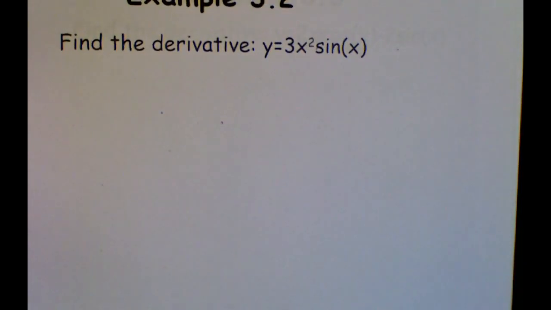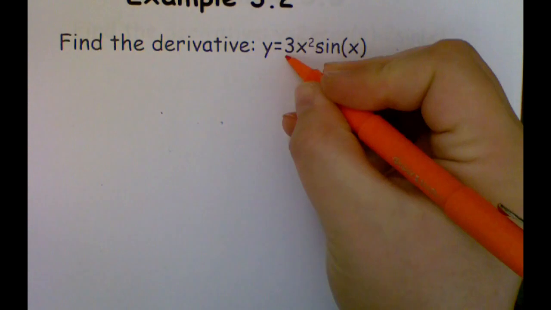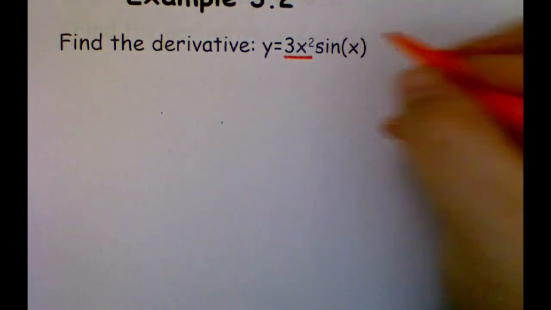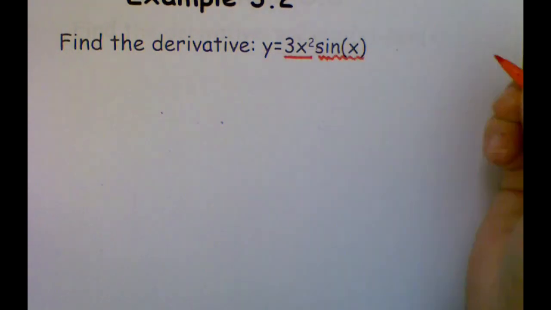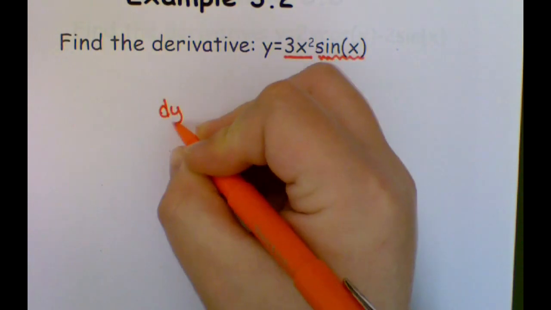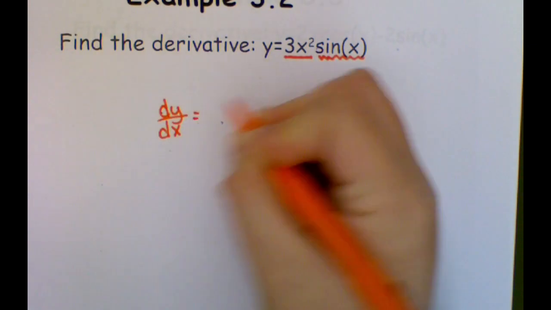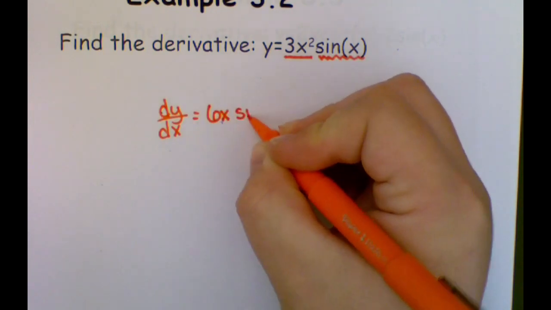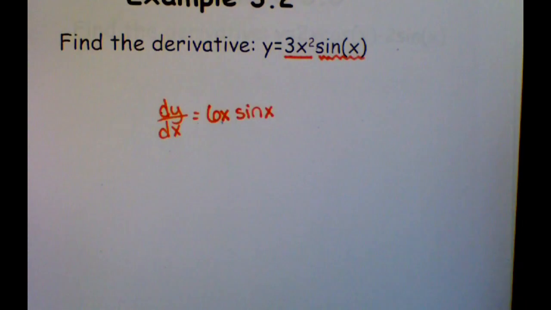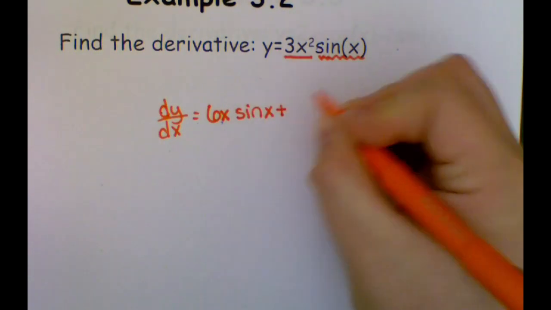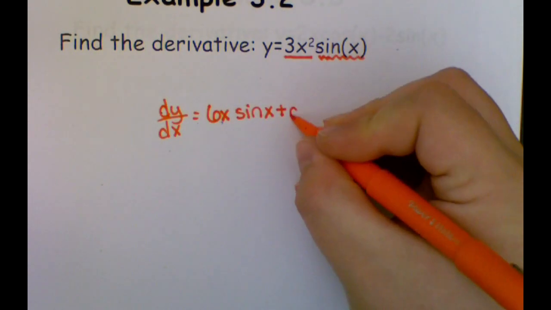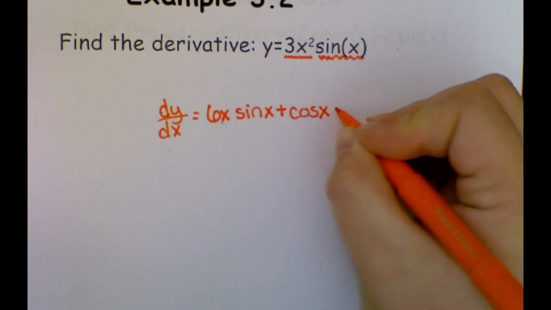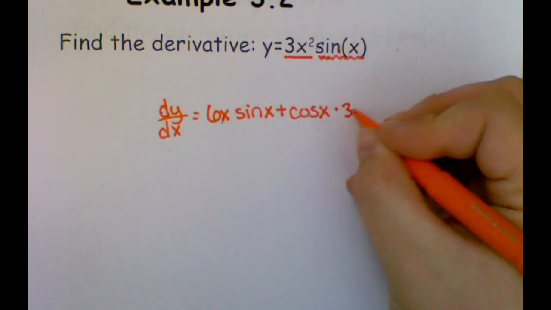All right, for our next one, this one we absolutely have to use the product rule. There's no way for me to split it apart, so I don't have to. My first piece is going to be 3x squared. My second piece is going to be sine of x. So for my derivative, dy dx, I take the derivative of 3x squared, which is 6x, times the second piece unchanged, which is just sine of x, plus the derivative of sine, which is cosine of x, times the first piece unchanged, so 3x squared.